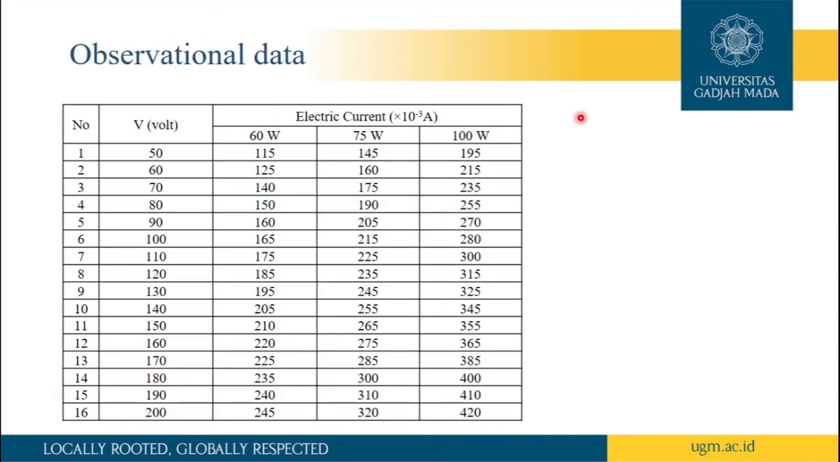So this is the observational data that we get, and you will use this to get the result. As you can see that this is the 3 sets of data for each lamp, 60 watts, 75 watts, and 100 watts. And so this is the voltage as the slide.